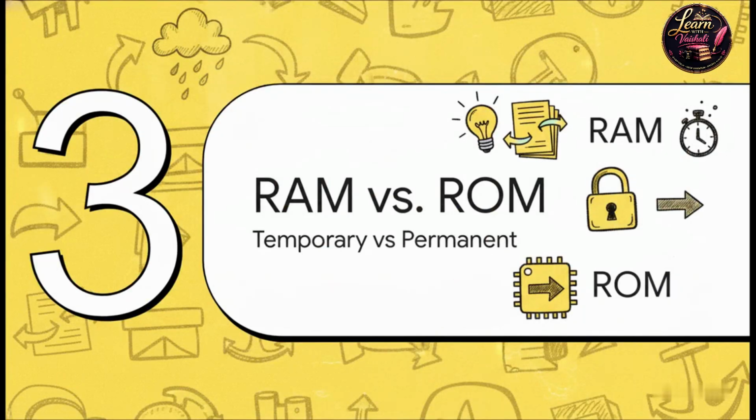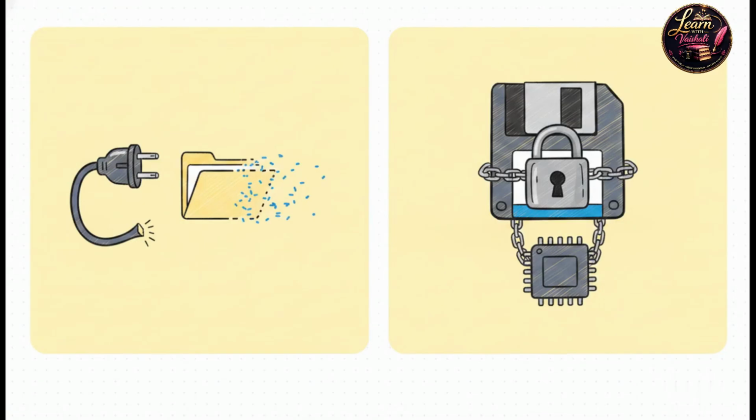Moving right along to Section 3, RAM versus ROM, the core conflict of temporary and permanent. You might be wondering, is all memory exactly the same? Not even close. Some memory is totally temporary. It's easily read, written over, and changed, while other memory is strictly permanent and really shouldn't ever be modified under normal everyday circumstances.